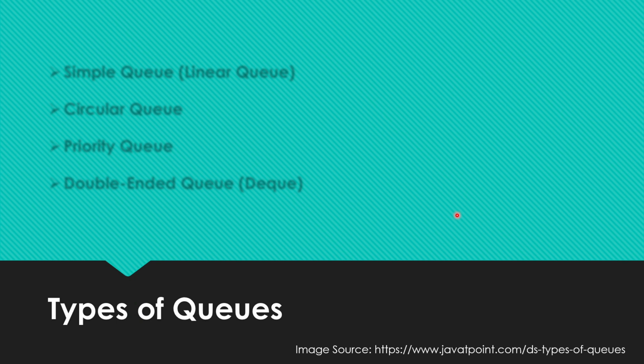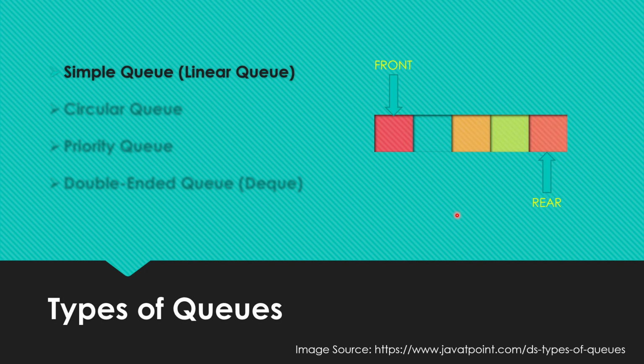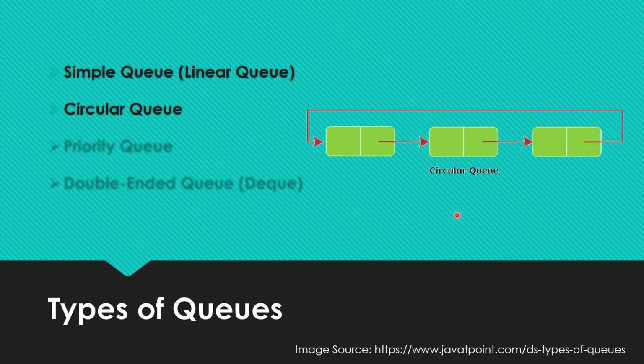Now we have different types of queues. The first one is what we've been looking at. It's called a simple queue, also known as the linear queue. So it's just what we've been dealing with. And then we have a circular queue. With a circular queue, we have the rear pointing to the front of the queue. Therefore, it forms a circle, just like we can see in this particular image here.